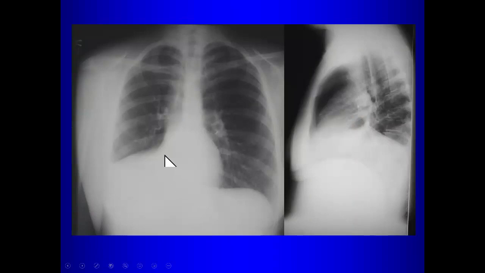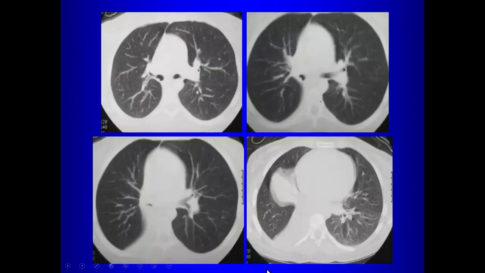So here we see opacity that obscures the right heart border because it involves the right middle lobe, also obscures the right diaphragm because it involves the right lower lobe. On the lateral view, the opacity goes from front to back. This part is the collapsed right middle lobe. This part is the collapsed right lower lobe. Notice also the mediastinum heart shifted a little bit to the right because of the volume loss.